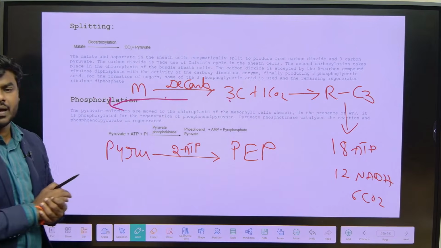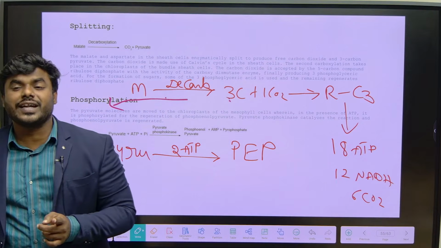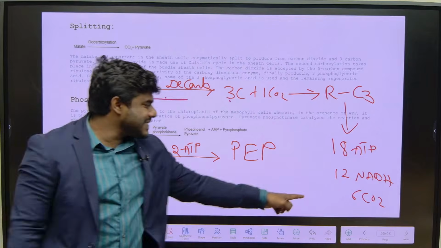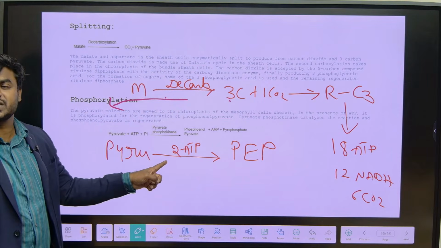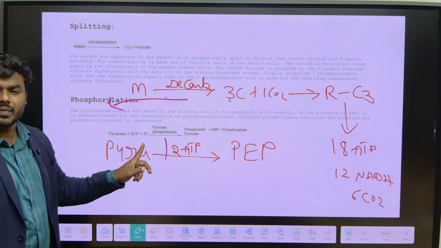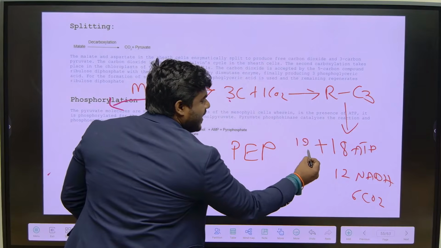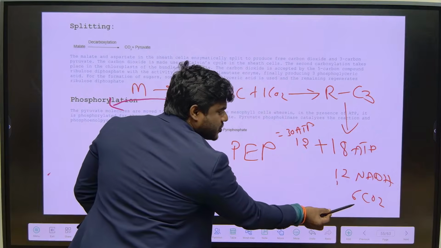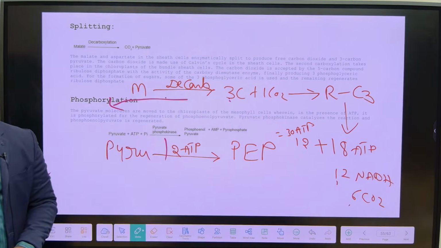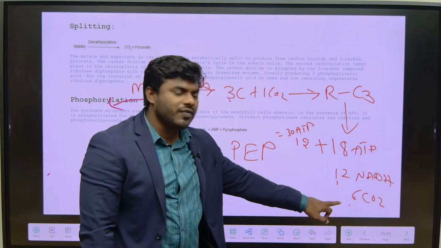Now all of you tell me, in order to produce 1 glucose, how many times does the cycle have to turn? 6 times. 1 time we use 2 ATP. So 6 times 2 is 12. So in the C4 cycle, 12 plus 18, 30 ATP, 12 NADPH and 6 carbon dioxide. But in case of C3 cycle only 18, 12 and 6.